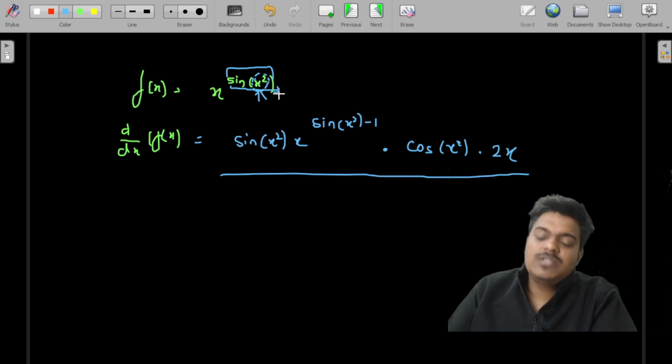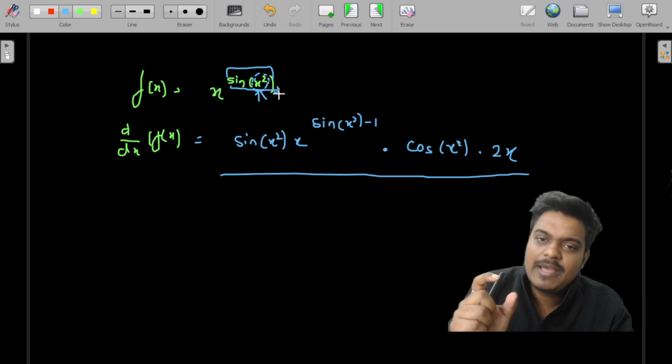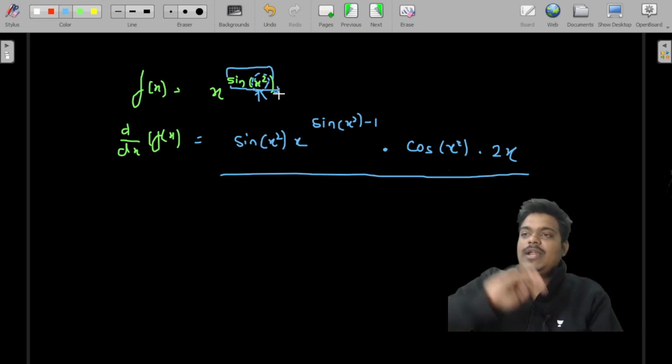So I hope you get the pattern. Slowly you will get all the values. First differentiate the bigger thing, then smaller, then smaller, then smaller, and multiply everything.